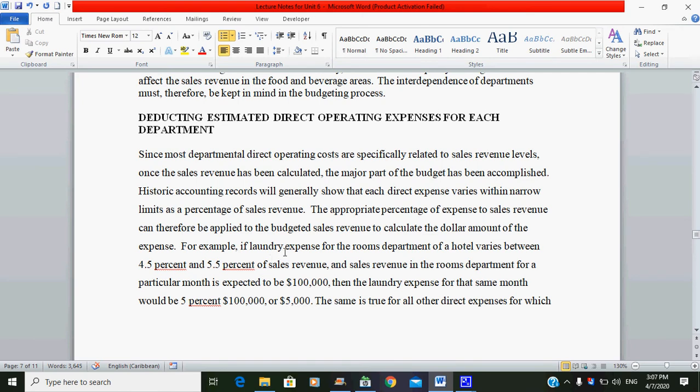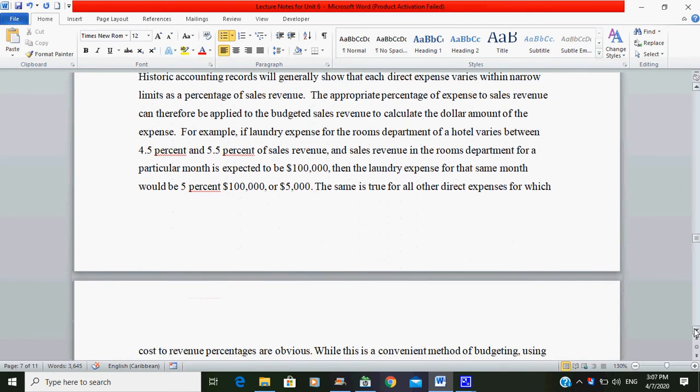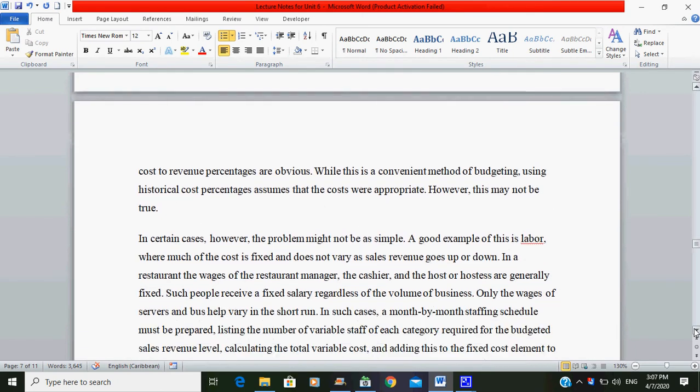So go again. If laundry expense for the rooms department of a hotel varies between 4.5% and 5.5% of sales revenue, and sales revenue in the rooms department for a particular month is expected to be 100,000, then the laundry expense for that same month would be what? 5% of 100,000, or 5,000. The same is true for all other direct expenses for which cost to revenue percentages are obvious.